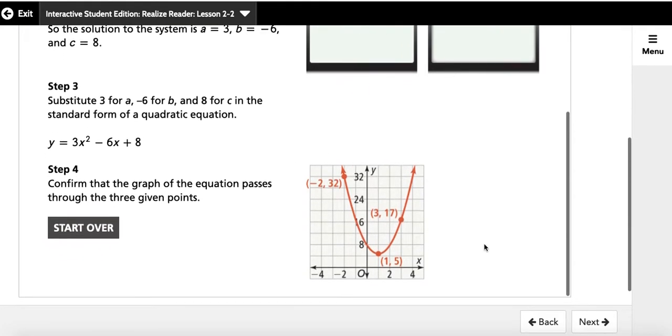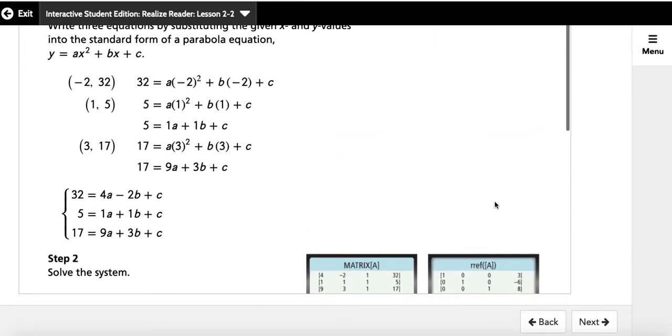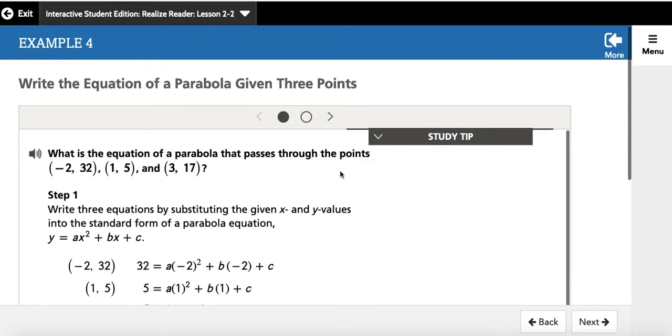Confirm that the graph of these equations passes through these points. So you can graph the equations and then see if they go through those 3 points to make sure that you have the right equations. So we are going to use the graphing calculator to help us out with this.